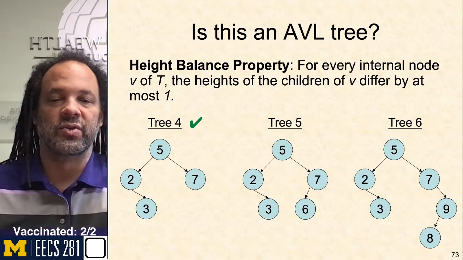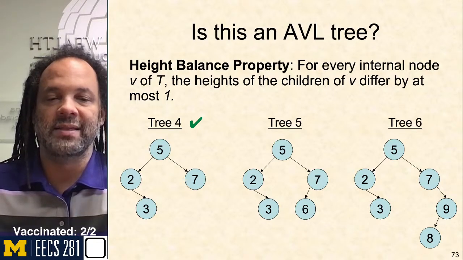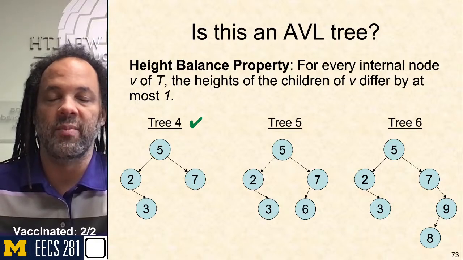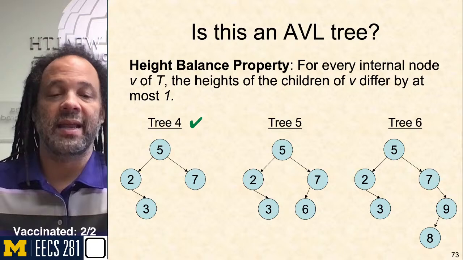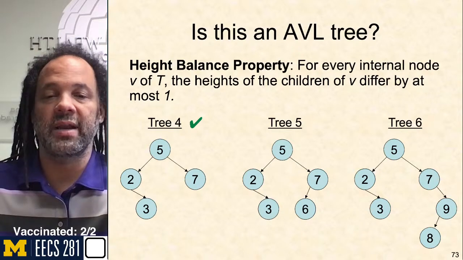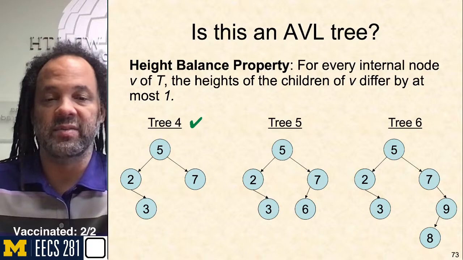The tree next to it, tree number 5, what about that one? Same thing applies here. I don't have to have a complete tree. I don't have to fill an entire row before I move on. But as I evaluate my way from the top to the bottom, I see that 5 has a left subtree height of 2 and has a right subtree height of 2, so 5 is balanced.